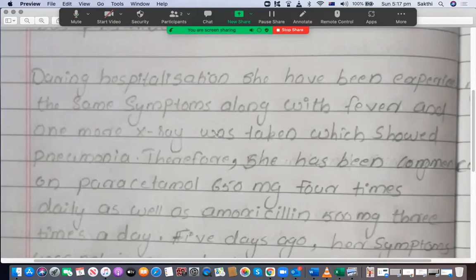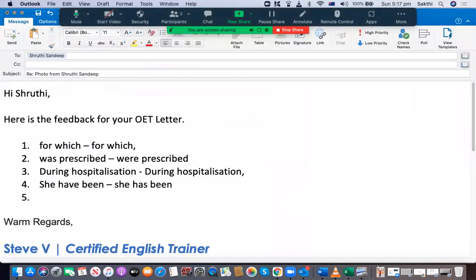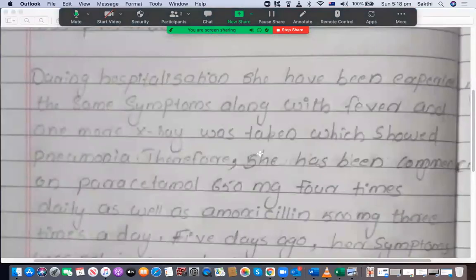Experiencing the same symptoms along with the fever. Is that experienced or experiencing? Experiencing. She has been experiencing. That's correct. Good. It is ongoing, right? What I would like to say is that you should say she has been experiencing. That is perfect. She has been experiencing the same symptoms along with the fever, and one more X-ray was taken which showed pneumonia. That's good.